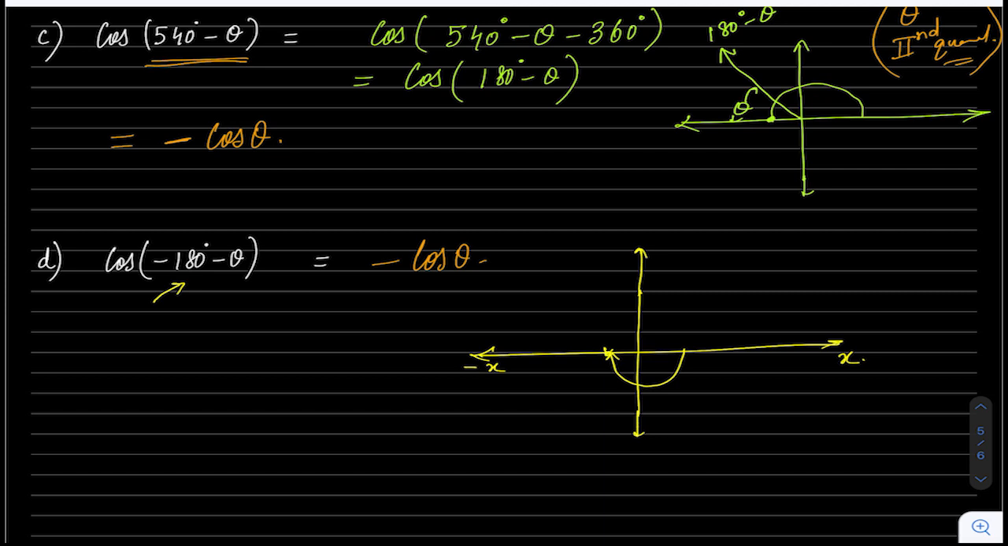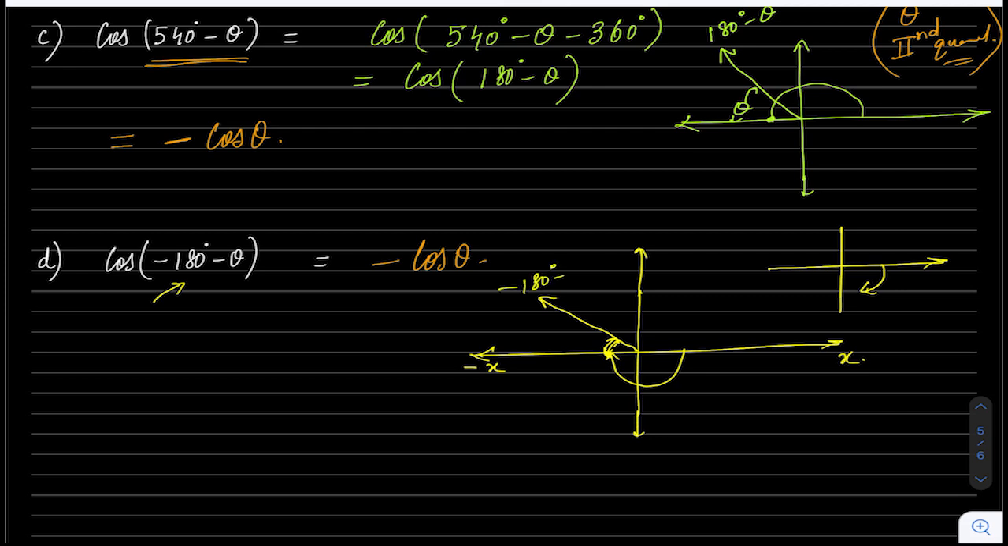Now you have to subtract theta from this. Obviously if you subtract theta from this angle, where will we reach? And remember, whenever we subtract, we go in the clockwise direction, because we are subtracting, right? And we know negative angles are in the clockwise direction. So this is 180. So minus 180 minus theta will be like this. Again, we have to go in the clockwise direction.